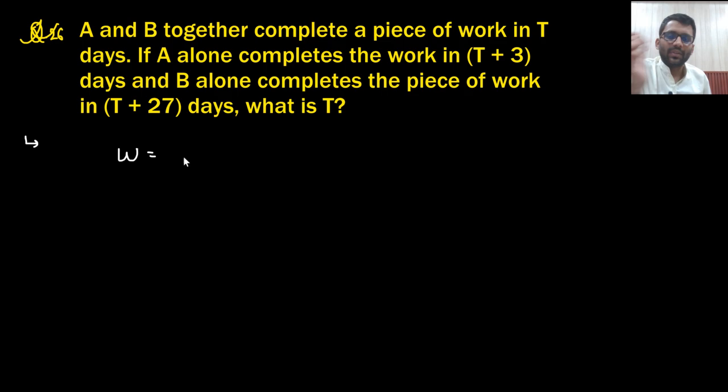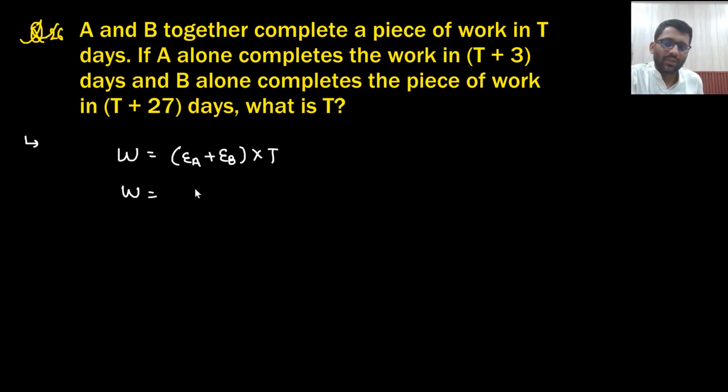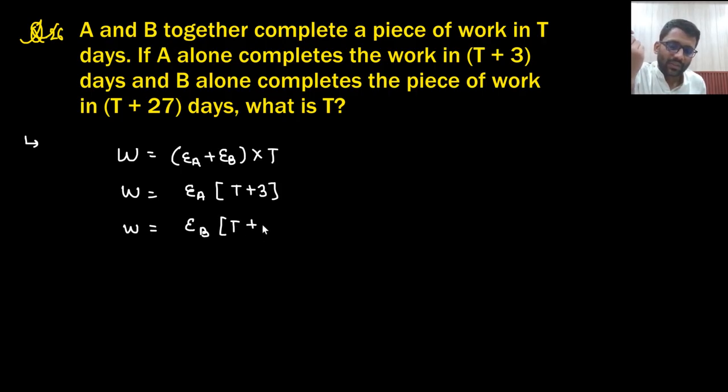So let's assume that if I am working with the efficiency of A and B together, it is taking me T days. So this is the work, that's it. And if I am working alone with the efficiency of A, then it is taking me T plus 3 days. And if I am working alone with the efficiency of B, then it is taking me T plus 27 days. You need to find the value of T.